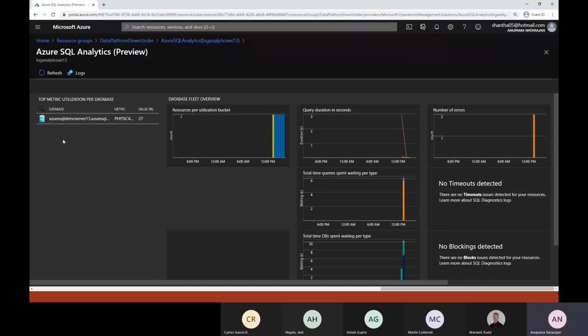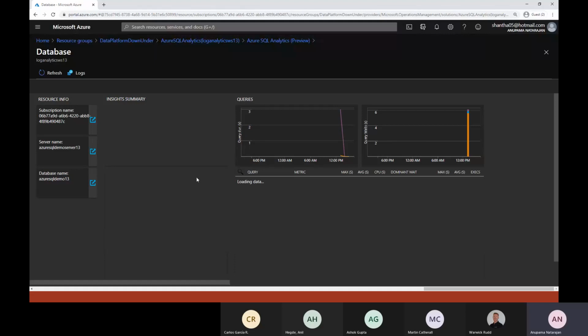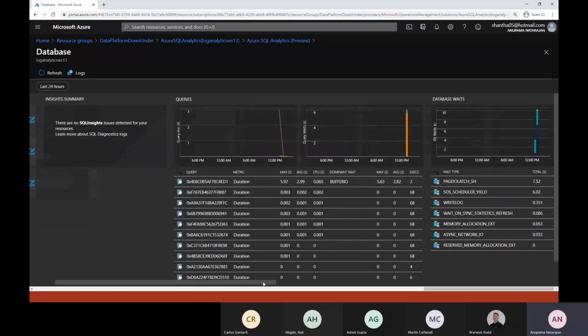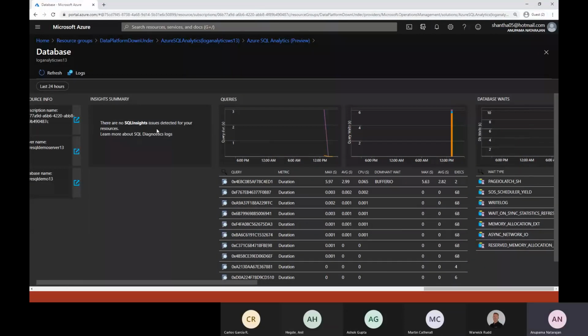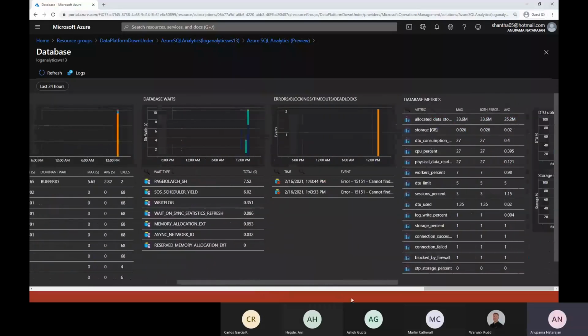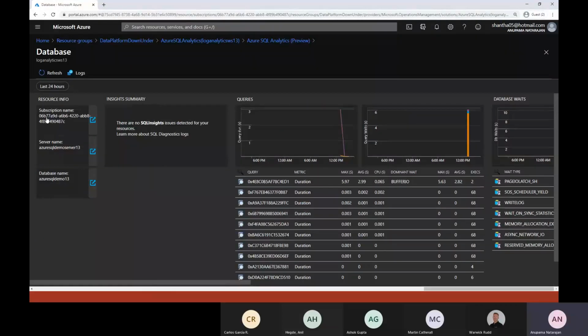Pretty much all the databases will be listed here, and you can choose any particular database and start getting better insights about it. It tells you the subscription, your server name, and the database name. And it is trying to get the data of what's going on in this environment. If any issues are detected, it will show me the diagnostic logs. You can see straight away all the information about that particular database. Here I have just got one database, right? If I had listed all the other databases, I'd have better insight into all of them using this one interface.